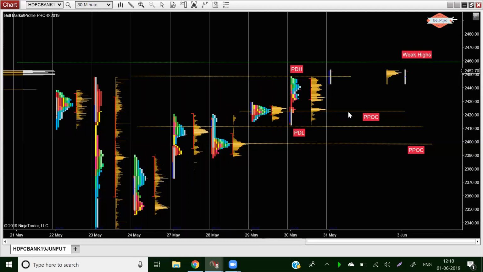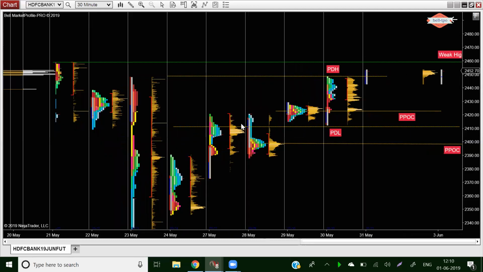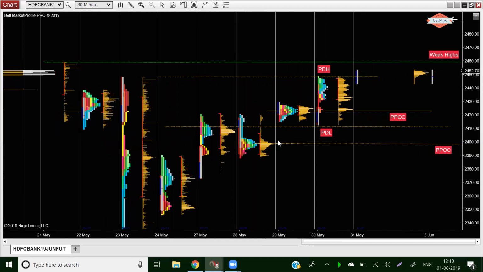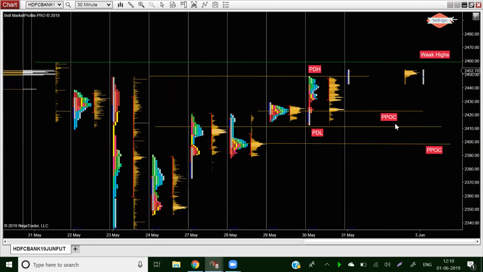So when I was looking at this HDFCBANK chart, I thought, okay, poor highs or weak highs are there, and there are prominent points of control. If you have one prominent point of control, it's not a problem. But when you have more than two, or three or four prominent points of control, either in an uptrend or a downtrend, then it's an issue: short-term players are piling up the inventory. Often an inventory adjustment happens, then the market resumes the trend. That is what normally happens.